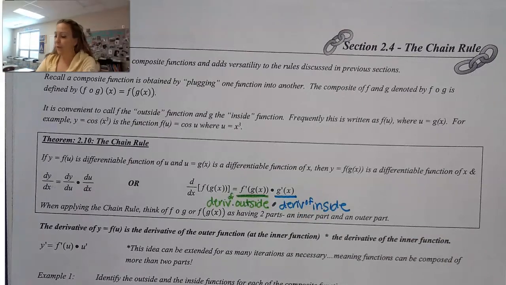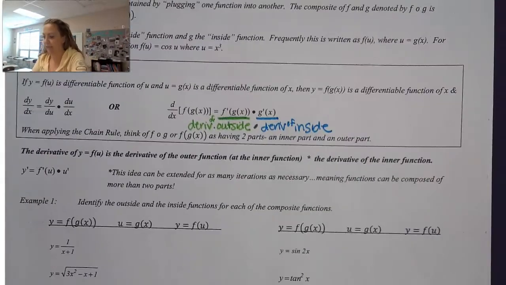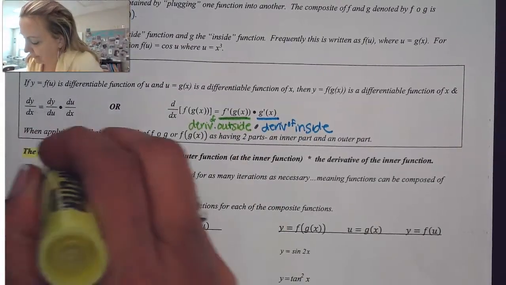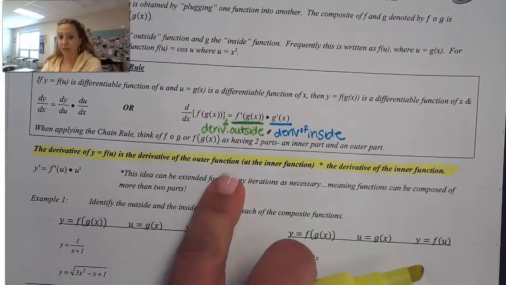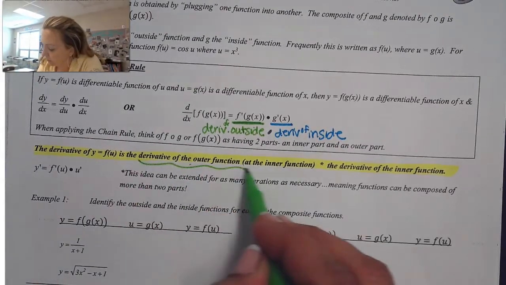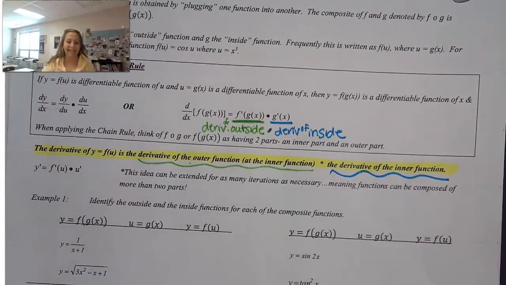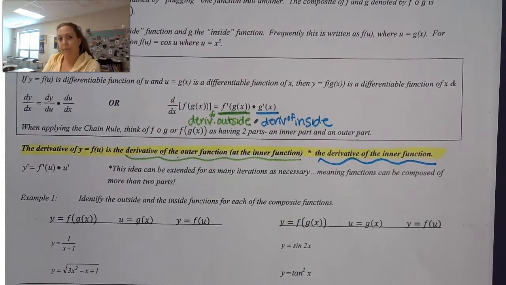Okay, so when applying the chain rule, we want to think about f composite g, or f of g of x, as having two parts, an inner part and an outer part. So this is the chain rule: the derivative of y equals f of u is the derivative of the outer function at the inner function, times the derivative of the inner function itself. And again, that can be extended, like if there's a function within a function within a function, and we'll look at that as well. So again, functions can be composed of more than two parts.